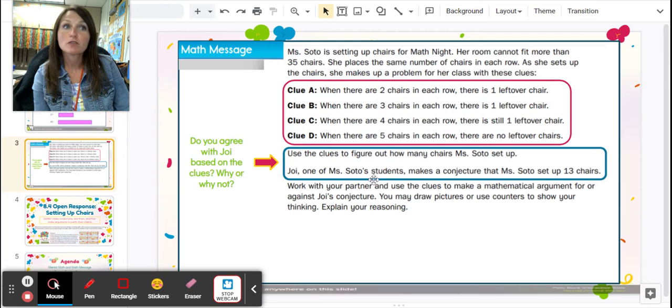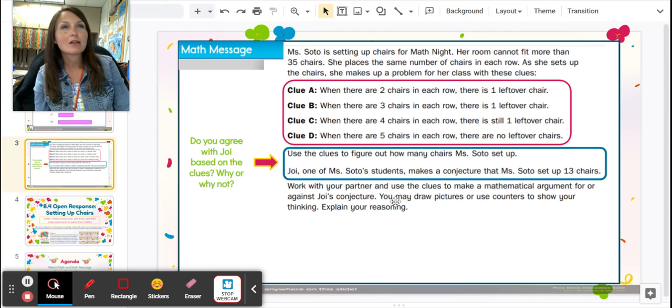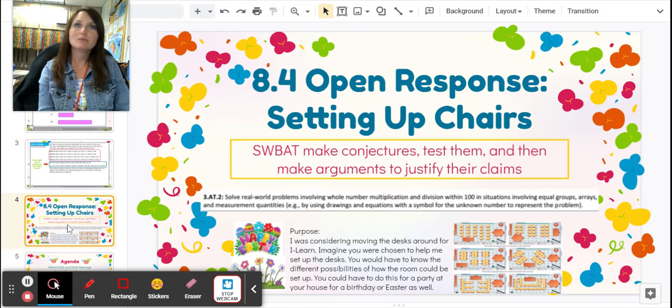It says Joy, one of Miss Soto's students, makes a conjecture that Miss Soto set up 13 chairs. So it says that she cannot fit more than 35, but it doesn't mean she used 35. It just means it's not a bigger number than 35. This student thinks the answer is 13. So you have to say, do you agree with her or not? So look at these clues. Does 13 match all of these clues? Does it maybe match 3 of them, but not one of them? Which one does it not match? So I want you to go through and tell me, yes, I agree with her because, or no, I do not agree with her because, that's what we're doing today.